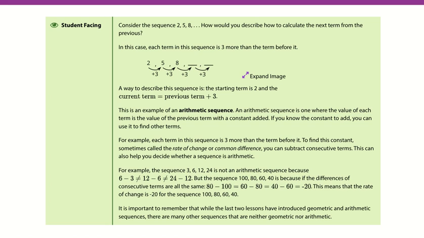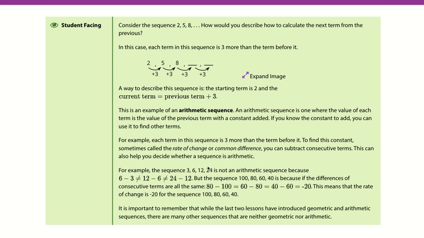To find the constant, sometimes we call that the rate of change. We've talked about that a lot. We can also call it the common difference. You can subtract the consecutive terms. This may also help you determine if that sequence is arithmetic.